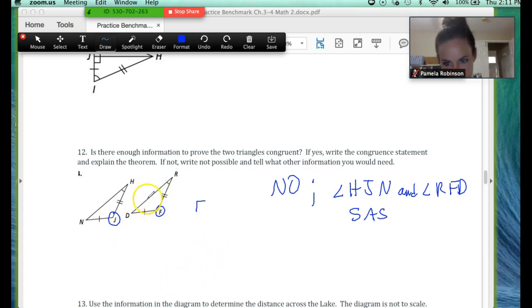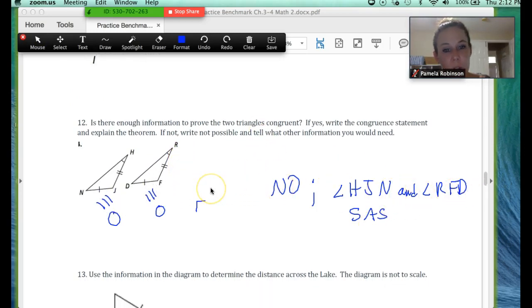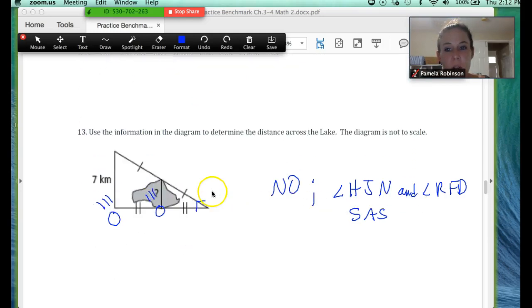What if we had this third side? If we had side DR and NH, then we would have side, side, side. Okay, there's more than one way to do this. Just give me a reason. But if we had this, we would have side, angle, side. So make sure you say no first. And then let's go to 13.